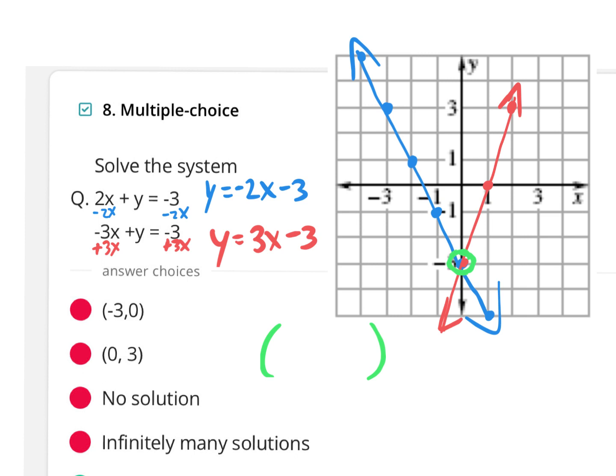On the x, what is it? Negative 3. On the x, what is it? Oh, 0. 0, and on the y? Negative 3. So 0, negative 3 is the correct answer.